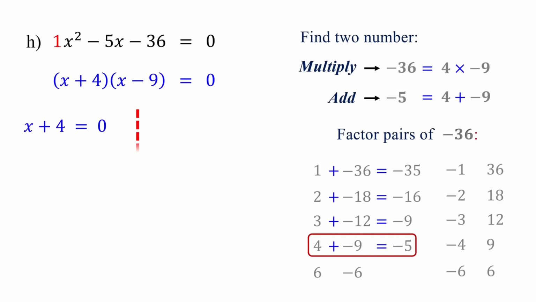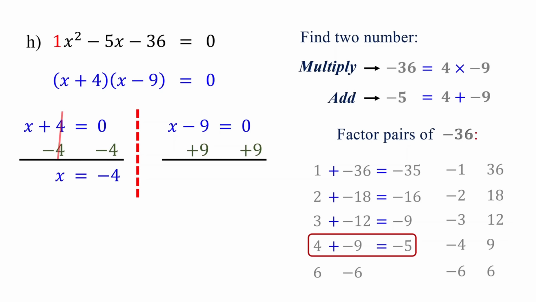Next, set each factor equal to 0 and solve for x. Solving the first equation, we find that x equals negative 4. Solving the second equation, we find that x equals 9. Therefore, the solutions are x equals negative 4 or 9.